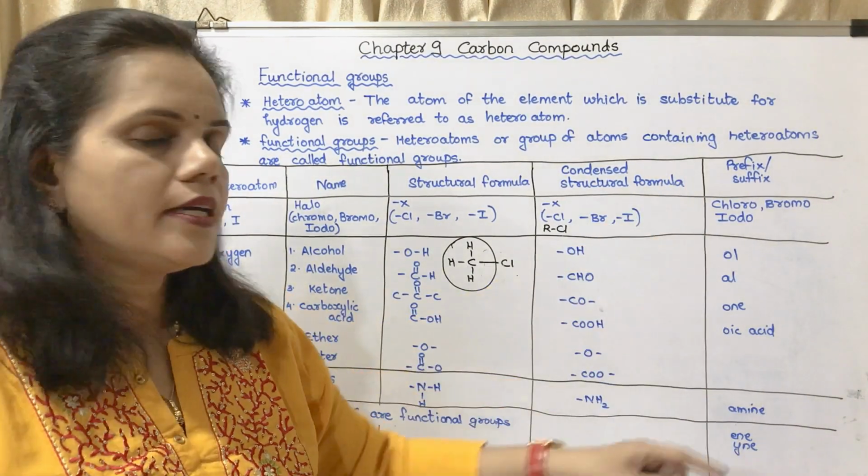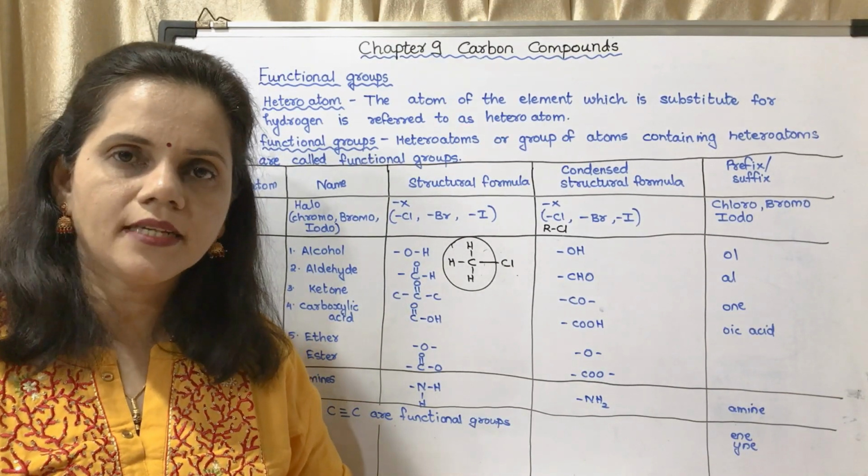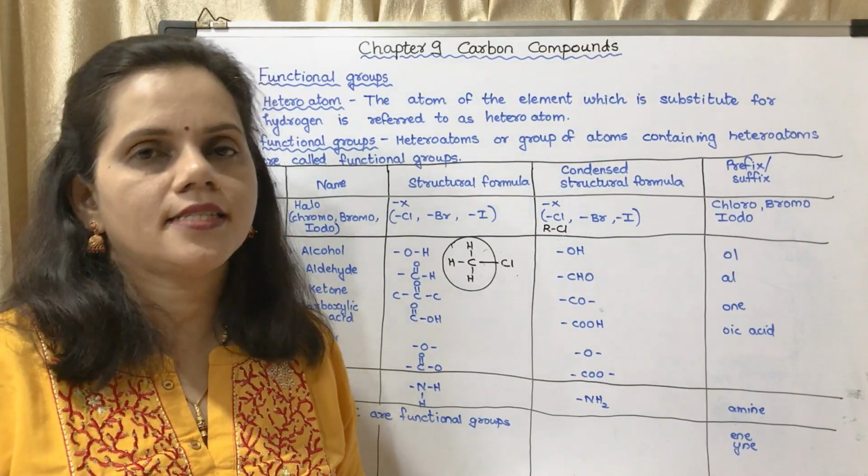Now this column is not there in your textbook. You may add this to your textbook. This is for you to understand. Prefix or suffix. For halogens, it is a prefix.